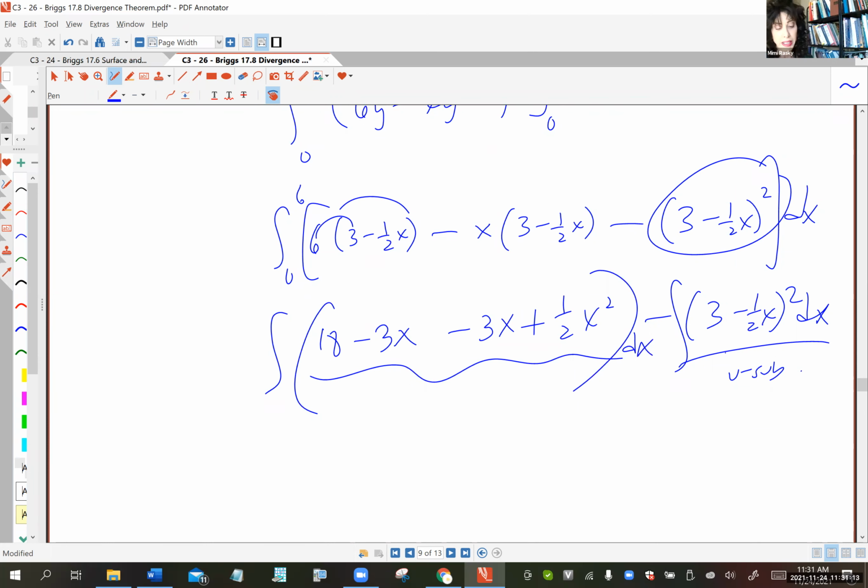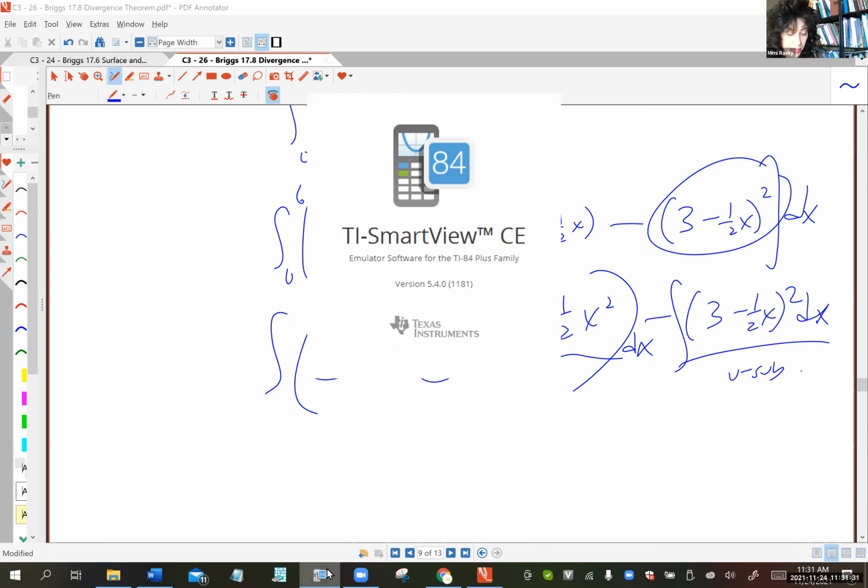So I could do it, or I could call one of my friends in one of the Calc 1 classes and go, hey, for $1.50, I'll pay you to do this one for me. But I mean, this one isn't that hard to do by hand. It's a little bit of a pain.